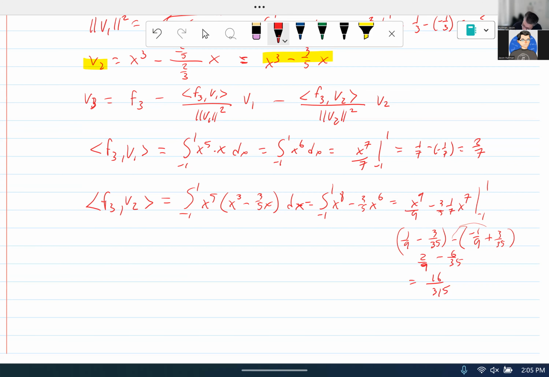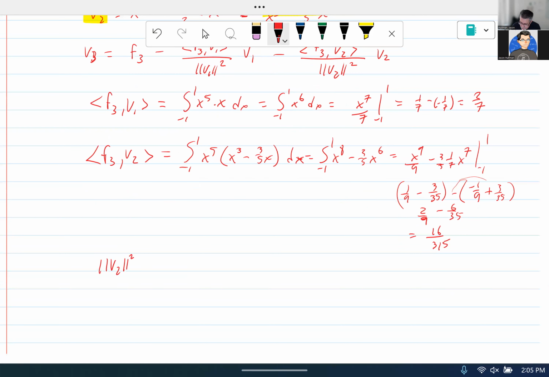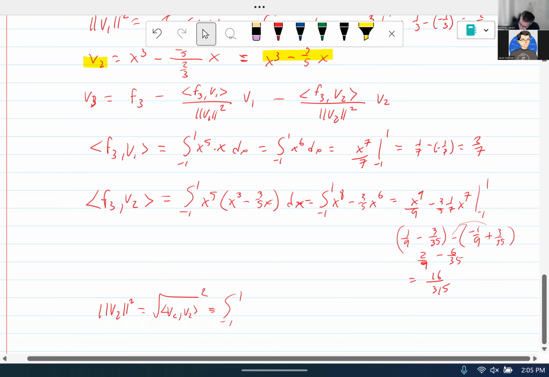And then what's V2 squared? Well, that's just going to be the inner product of V2 with V2, which is going to be the integral from -1 to 1 of x cubed minus 3/5 x times itself.